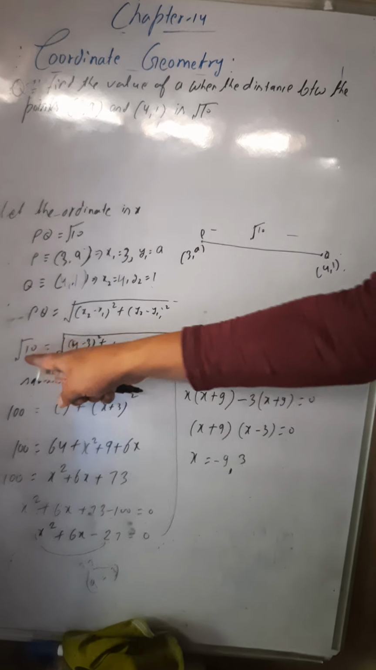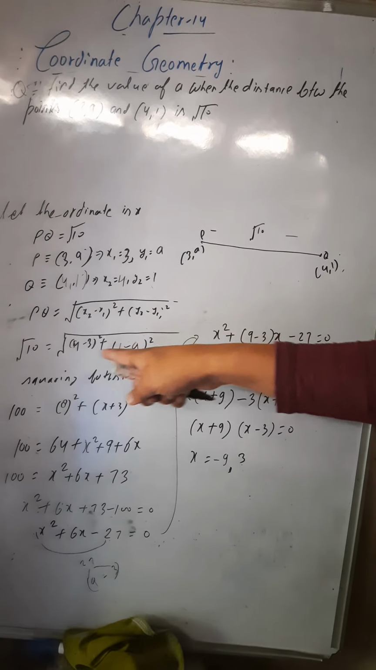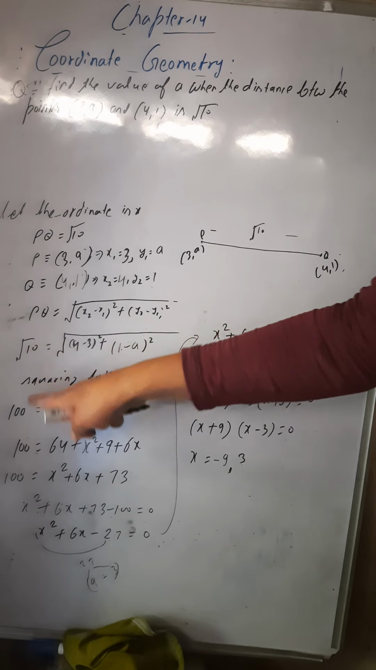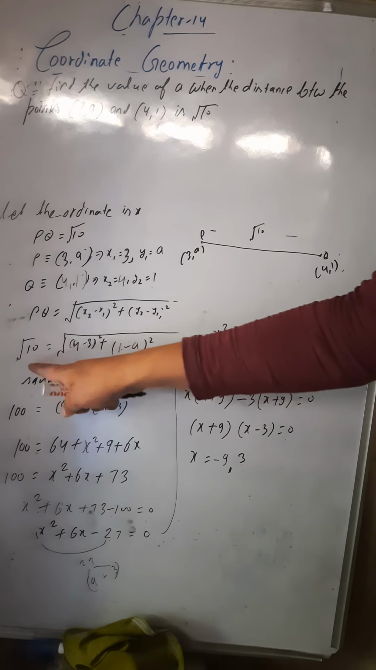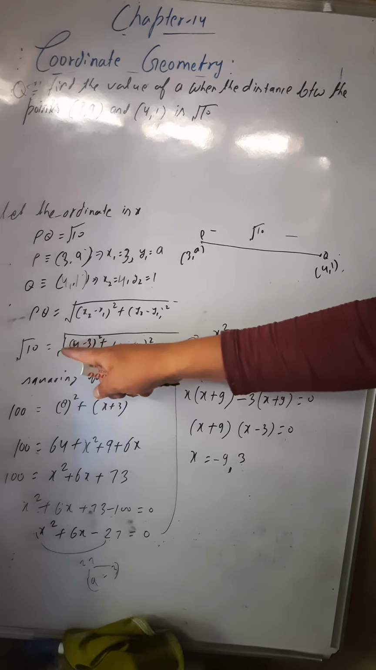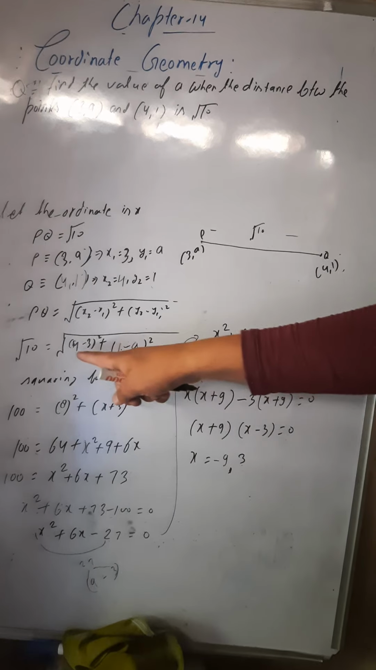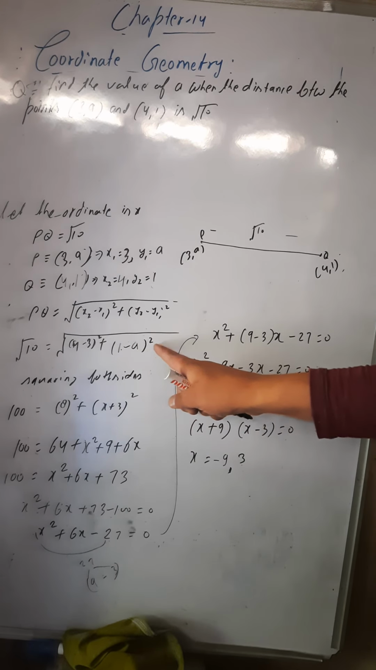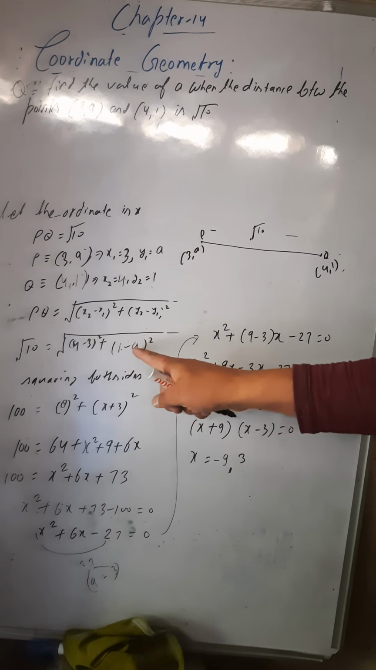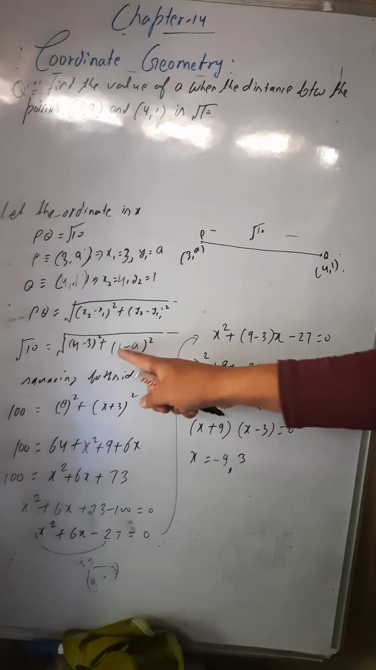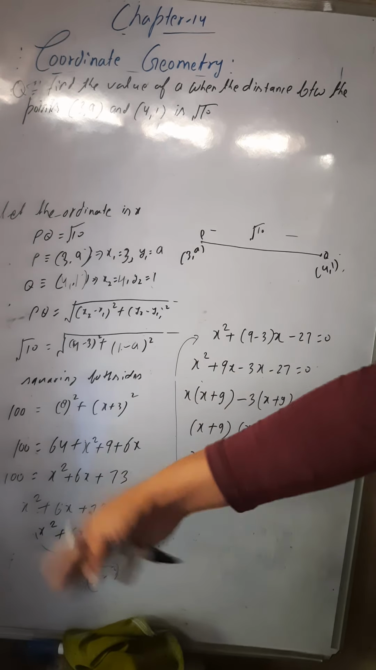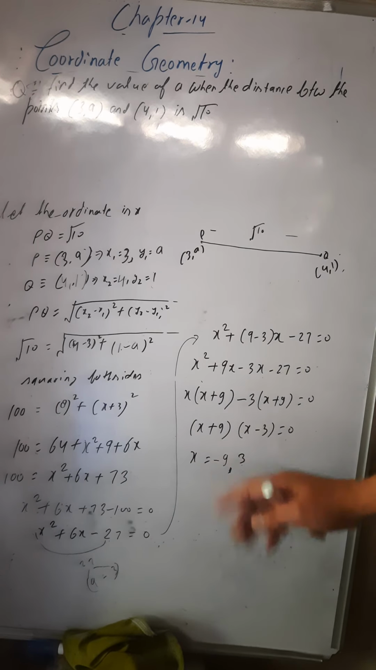Remember this. While you are squaring both the sides, the square root will be removed, so this will be not 100, this will be 10. Square of under root 10 is 10, and similarly from here also the square root will be removed, so it will be 4 minus 3 means 1 square plus (1 minus a) whole square. You have to use (a minus b) whole square: a square minus 2ab plus b square, so 1 square plus a square minus 2a. So you'll have to solve this, and you will get the value of a from here.